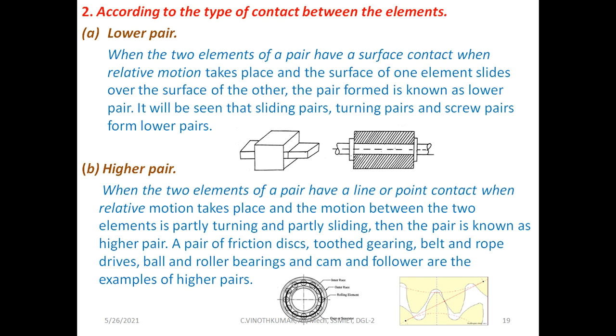Next, higher pair. When the two elements of a pair have a line or point contact when relative motion takes place, and the motion between the two elements is partly turning and partly sliding, then the pair is known as a higher pair. Friction discs, toothed gearing, belt and rope drives, ball and roller bearings, and cam and follower are examples of higher pairs.